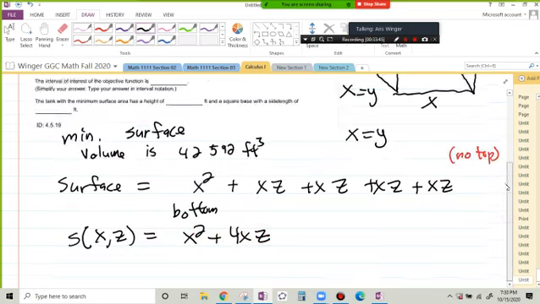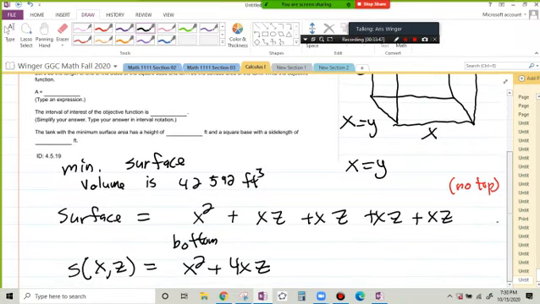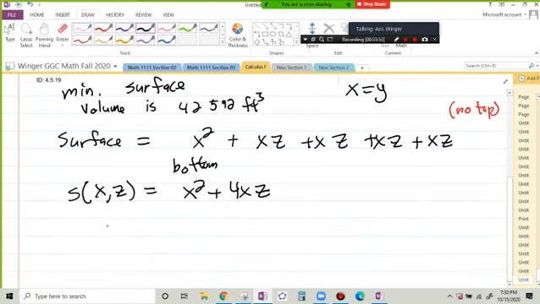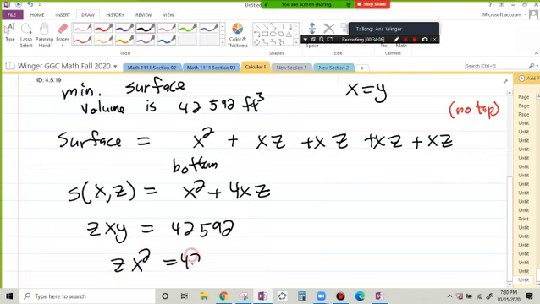And we'll remember that the surface area is a function of 2 variables, but we need it as a function of 1. We'll use the constraint to say that Z times X times Y needs to be 42,592, but again, we said that X and Y are the same, so that ZX squared is 42,592, and so Z is equal to 42,592 divided by X squared.